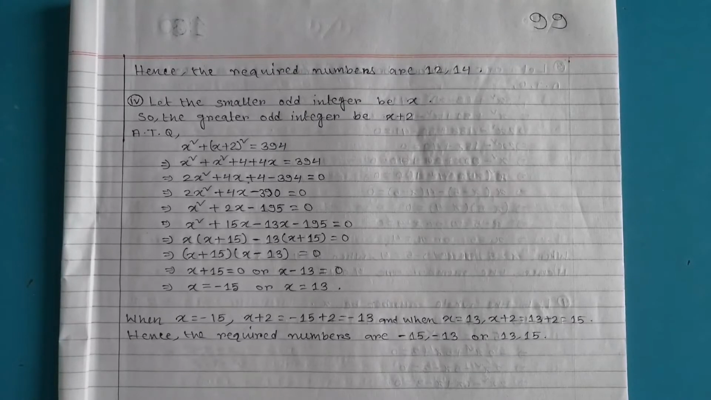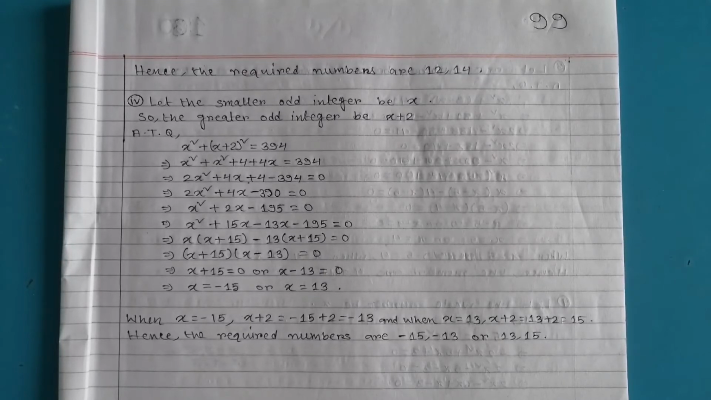Now come to the next question, that is the fourth part of question number 2. Find two consecutive odd integers such that the sum of their squares is 394. Now you have to take odd integers. Odd integers are 1, 3, 5, 7, 9, 11, 13. These are positive. If you take negative, then minus 1, minus 3, minus 5, minus 7, minus 9, minus 11, minus 13 and so on. So you can see that the difference between two odd integers is also 2.